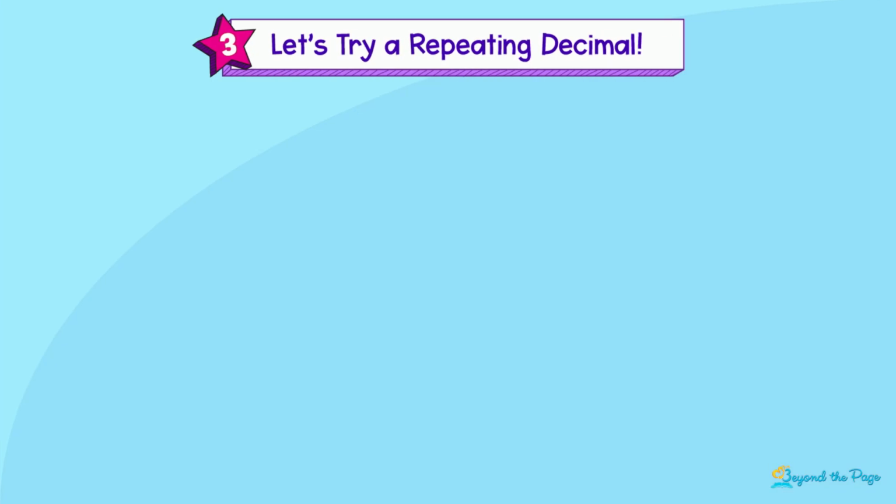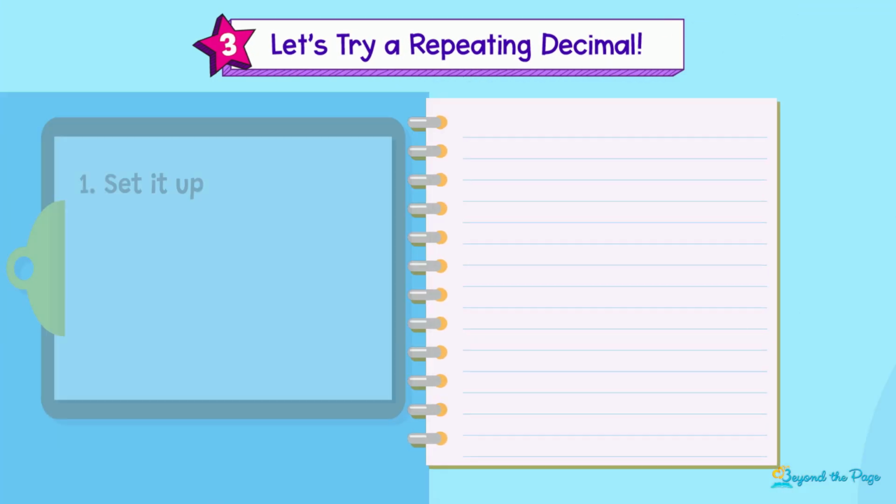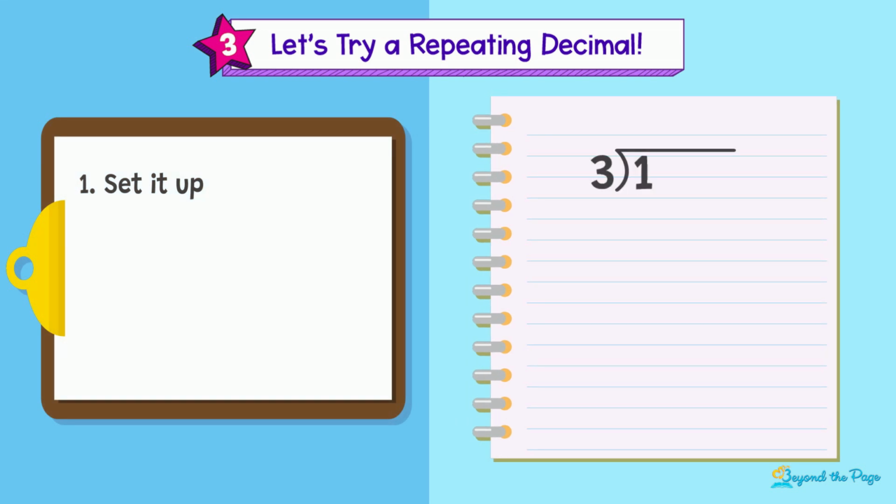Now let's look at a fraction that turns into a repeating decimal, 1/3. First, set it up. Write 1 divided by 3. Since 1 is smaller than 3, add a decimal point and a 0, making it 1.0. Then divide. 3 goes into 10 3 times. Write 3 after the decimal point.